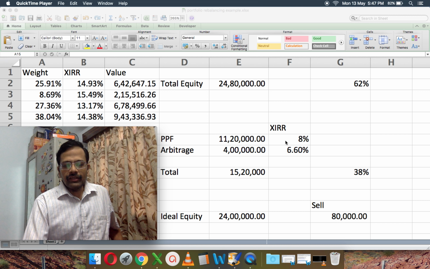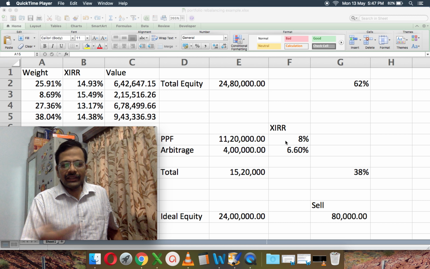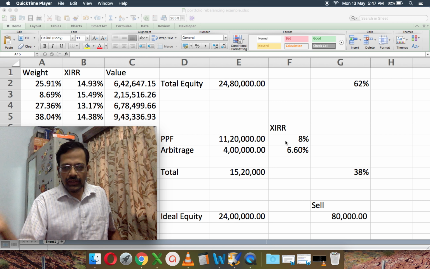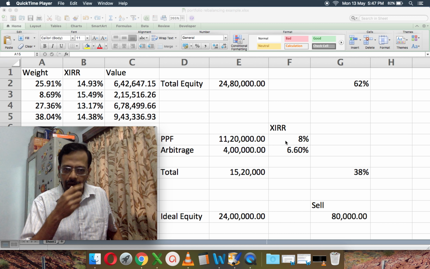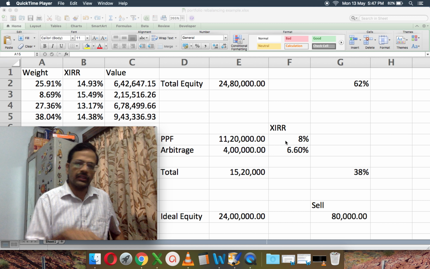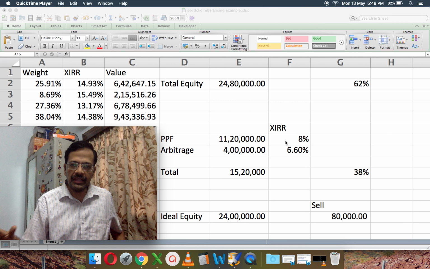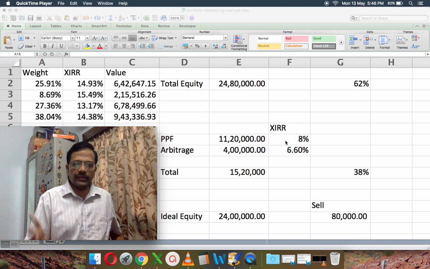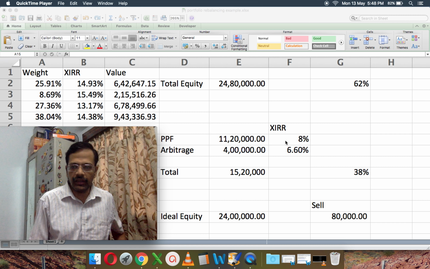The approximate PPF XIRR is 8%. It fluctuates, but over the years, if it's a reasonably old account, it will be about 8%. The arbitrage XIRR as on date is about 6.6%. All these numbers are purely imaginary. I just made this up for this particular example.